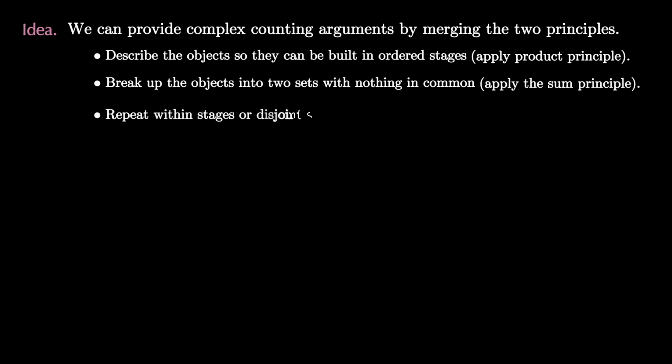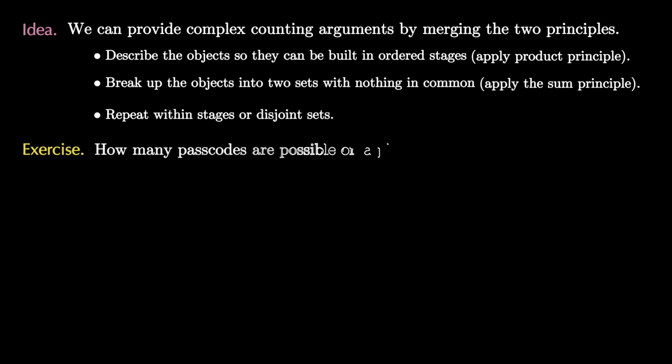And then once we're trying to figure out the number of things that can happen at a stage or in a disjoint set, we may have to repeat the process. Let's try this out with an exercise. How many passcodes are possible on a phone that allows either 4 or 6-digit passcodes? Pause the video and try this first before our discussion.